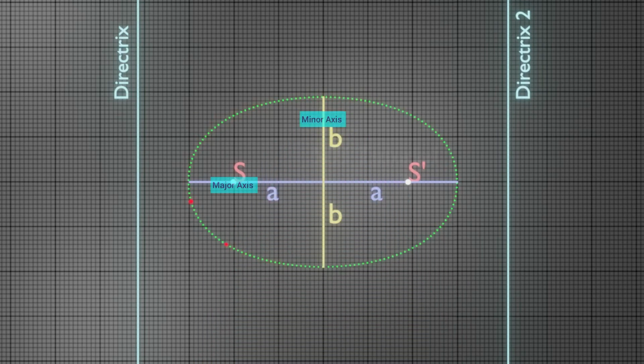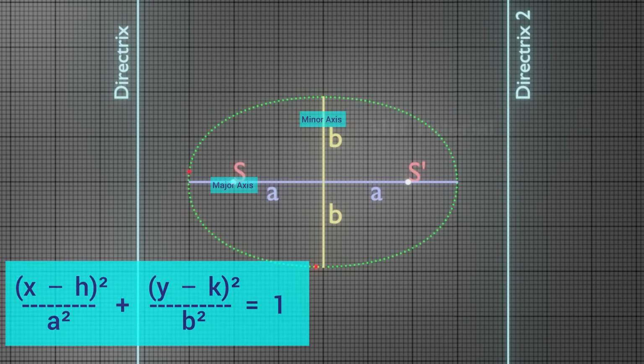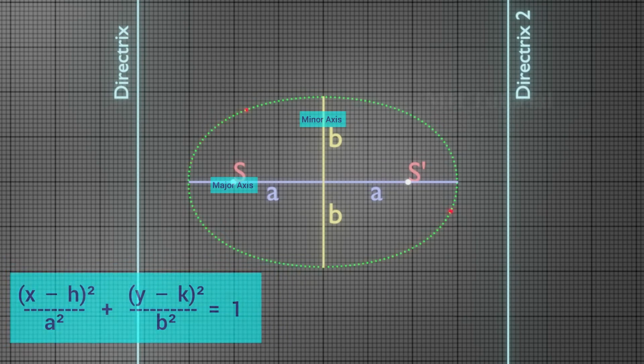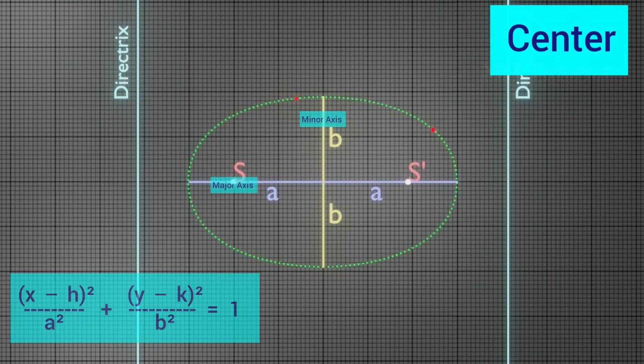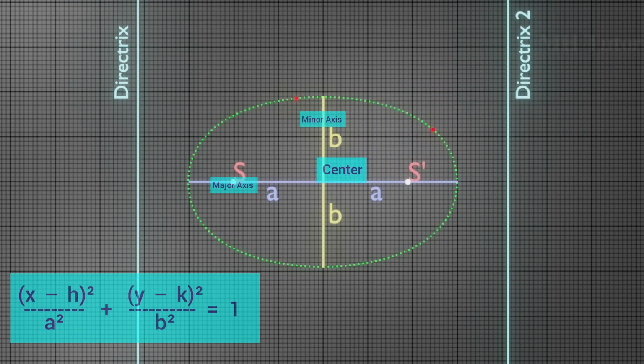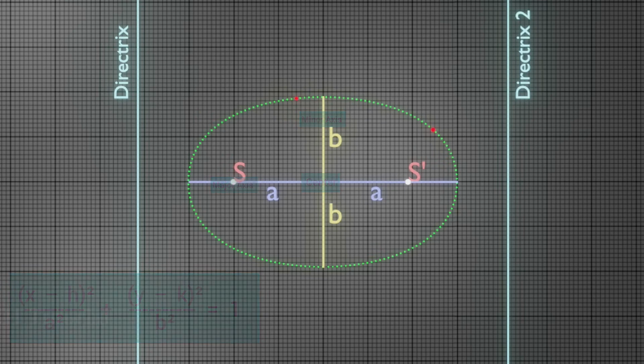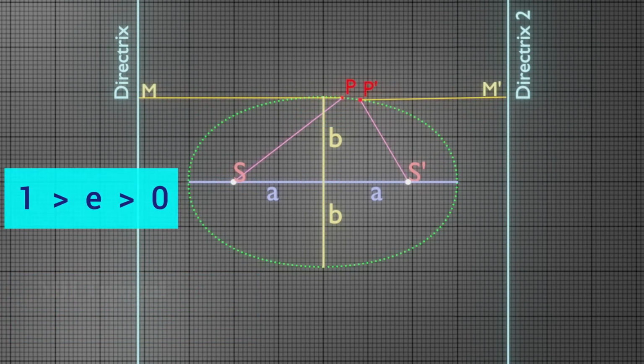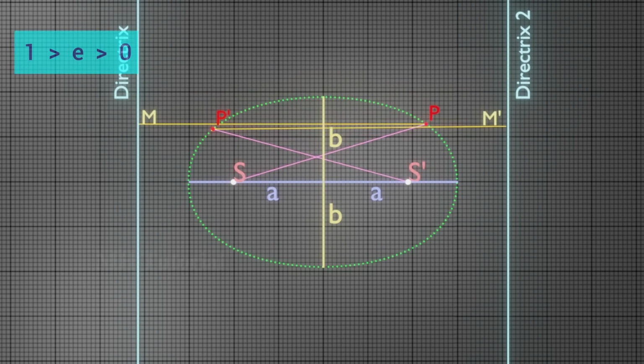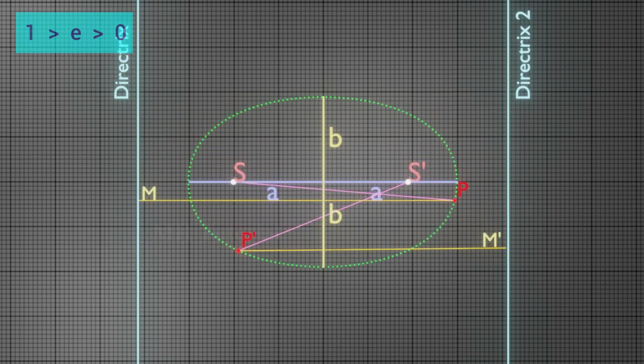The general equation for an ellipse is written like this. Here, h, k, is the position coordinate of the center of the ellipse. It is the point where major and minor axis cross each other. 2a and 2b are the lengths of the major and minor axis respectively. Note that eccentricity of an ellipse lies between 0 and 1.